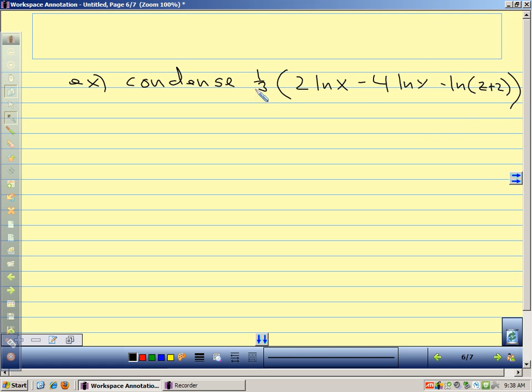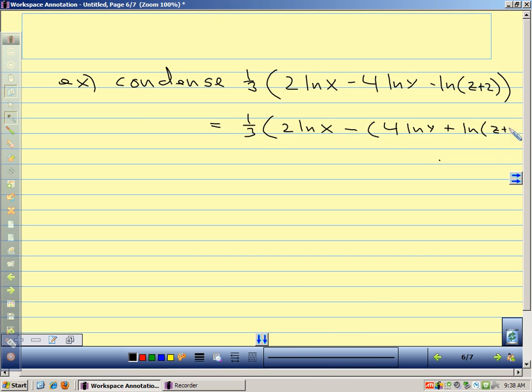So my 1/3 is out here in front of the entire parentheses. So we're going to deal with that last. We're going to deal with what's inside the parentheses first. Now to make this easier, I'm going to write this as 2 natural log x minus, factoring out this -1, 4 natural log y plus natural log of z plus 2. I think it's going to make it a little easier to work with. So I just factored out a -1 from each of these and put these in parentheses.